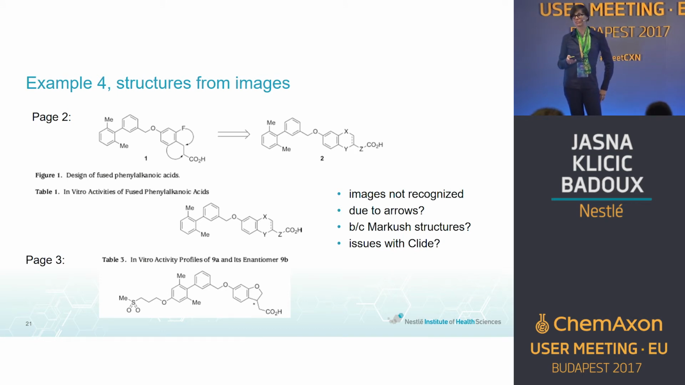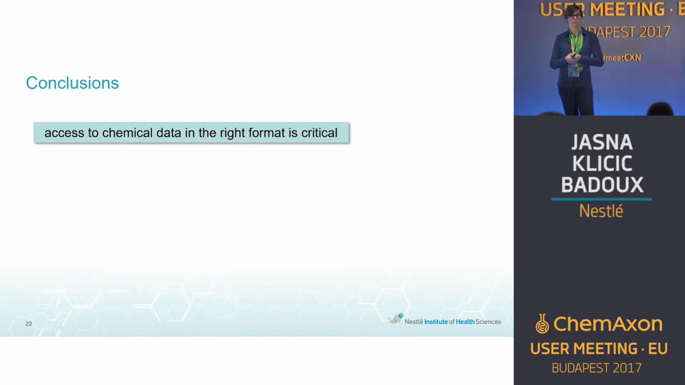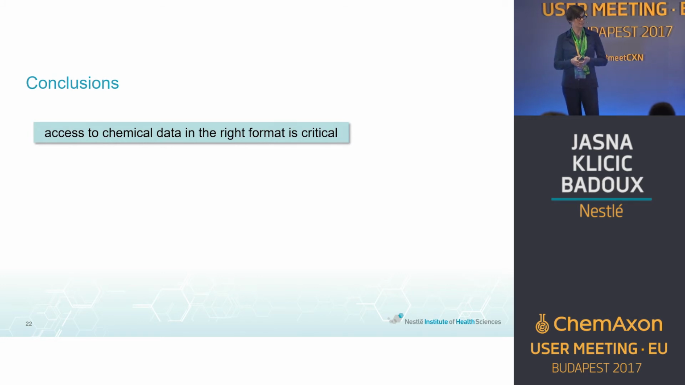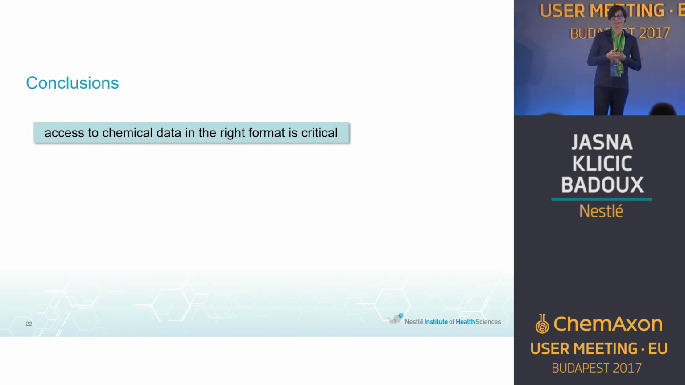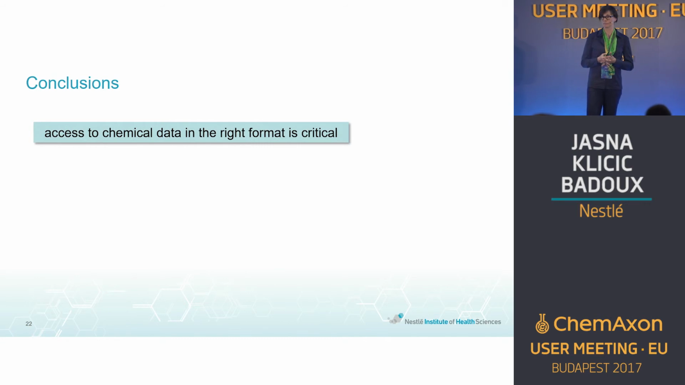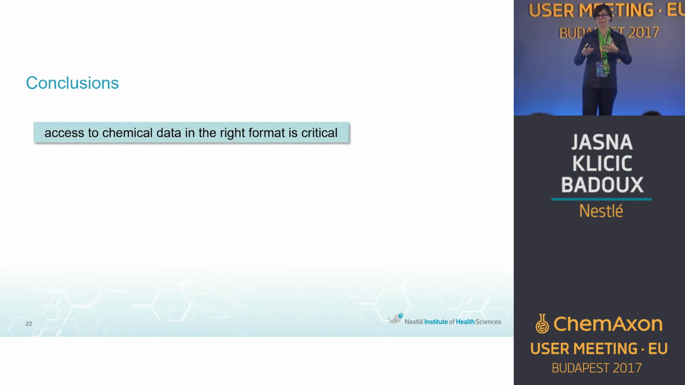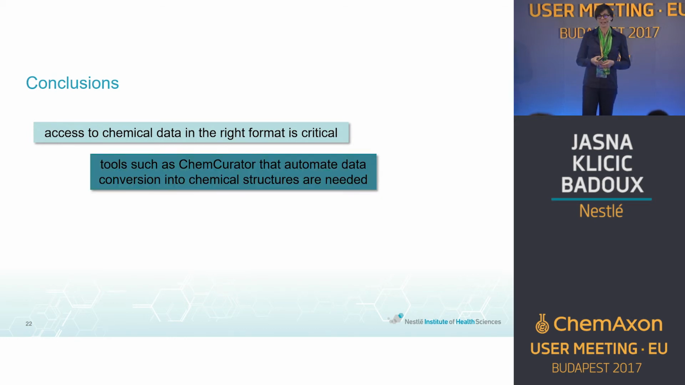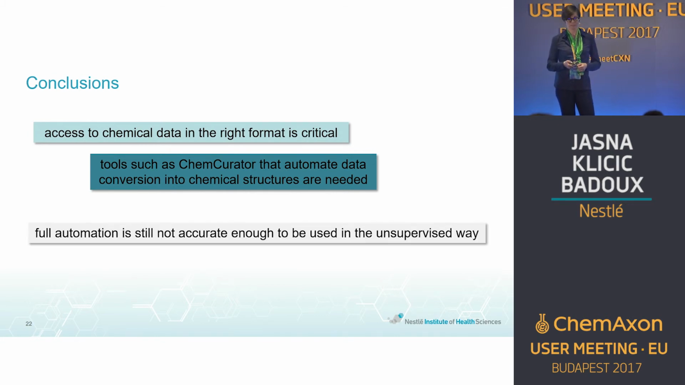So I've shown you several cases. I've shown you some of the more difficult ones, because those where it went smoothly, I thought it's not so interesting to present them, but there are still many of them. And what I can conclude first, having access to chemical data in the right format is really critical. It's very often the slowest step in your working process. And then tools such as ChemCurator are really needed, because they really help us with this first step.